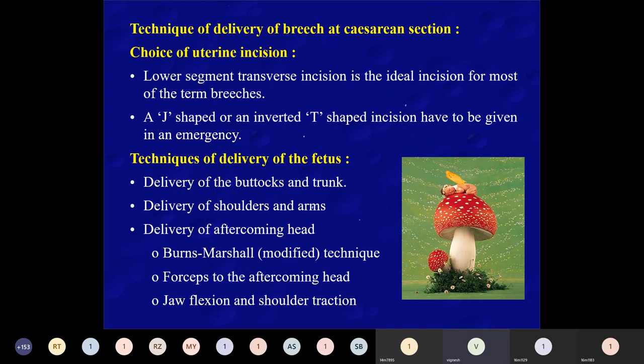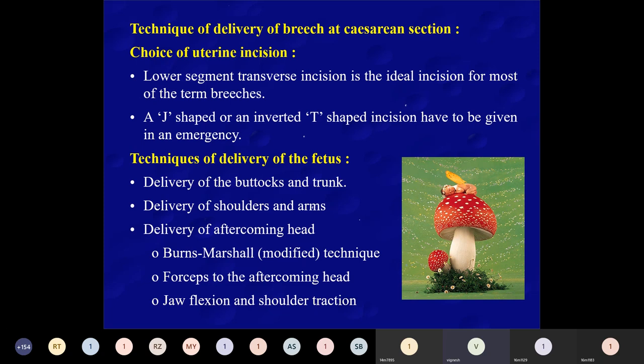Technique of delivery of the breech at cesarean section. The lower uterine transverse incision is the ideal incision. Lower segment only you can go. No need for any classical cesarean section. Sometimes a J-shaped or inverted T-shaped incision has to be given in an emergency. But try to take a liberal incision. Don't be too conducive on the scar.